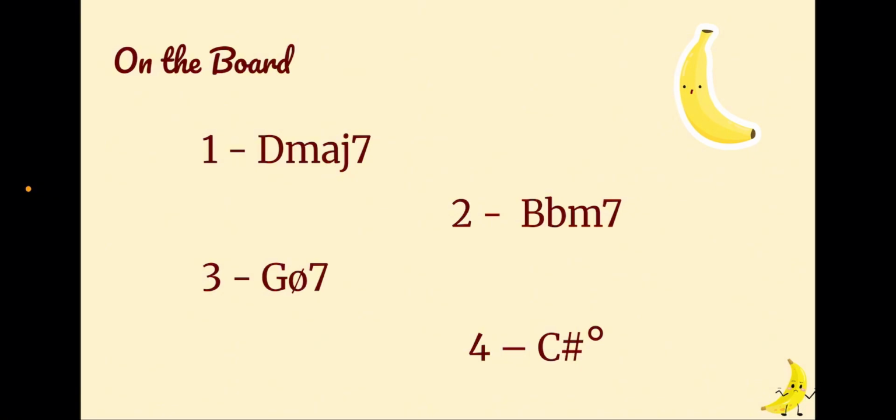So the first one is a D major 7. Second one is B flat minor 7th. The third one is a G half diminished 7th. And the fourth one is a C sharp fully diminished. So I'll give you guys like 10 seconds on that, and then I'll go over the answers.